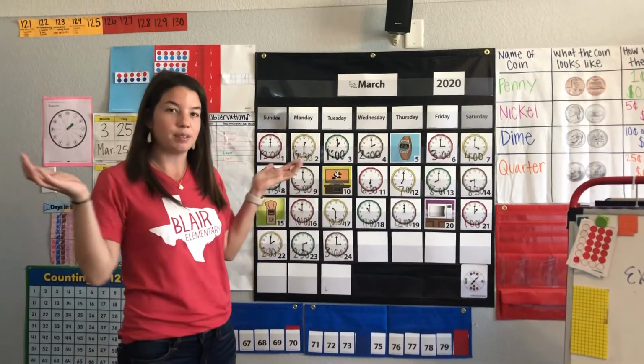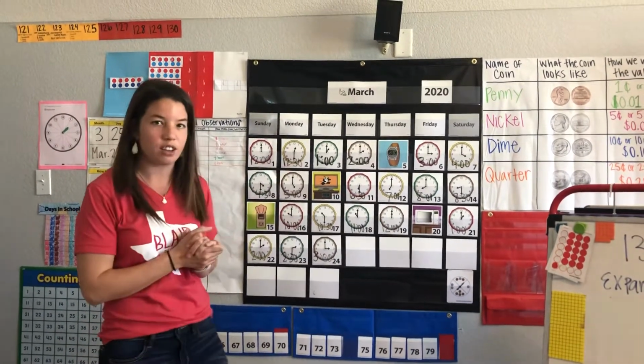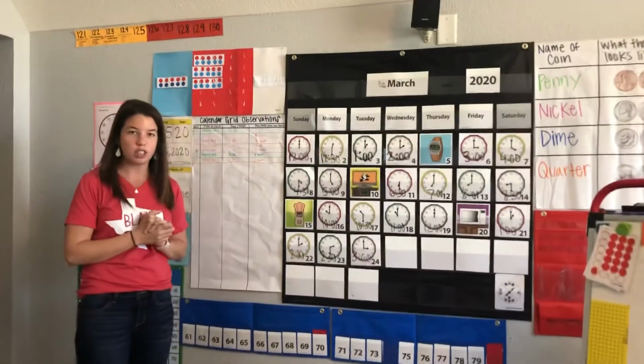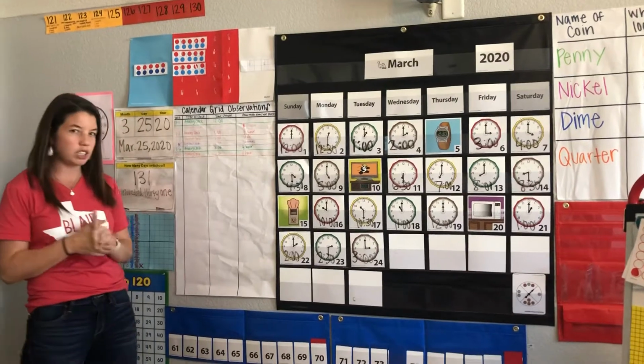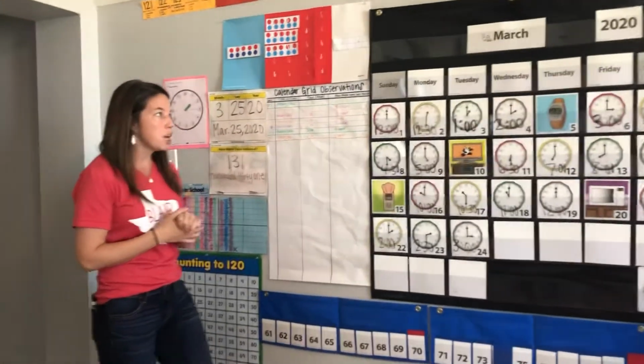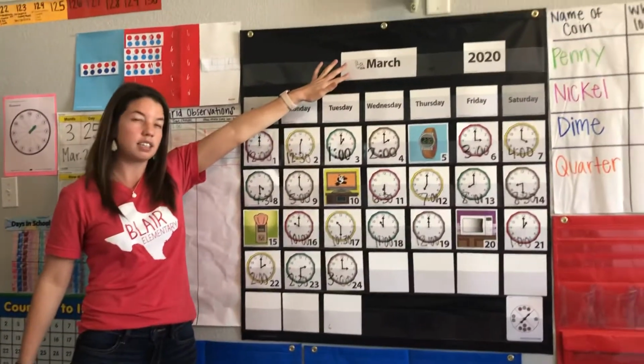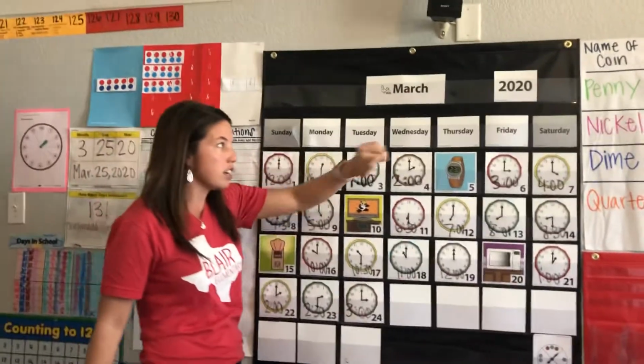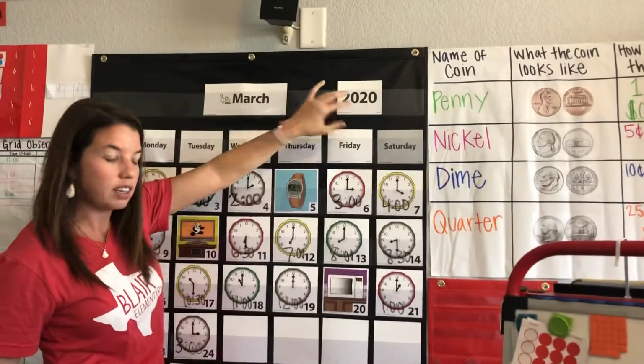Welcome back to my house where we can do number corner together. We're gonna go through our calendar first. So let's talk about the date. I went ahead and filled it in for us to save us a little bit of time, but our month is, that's right, it's March. And then our year is 2020.